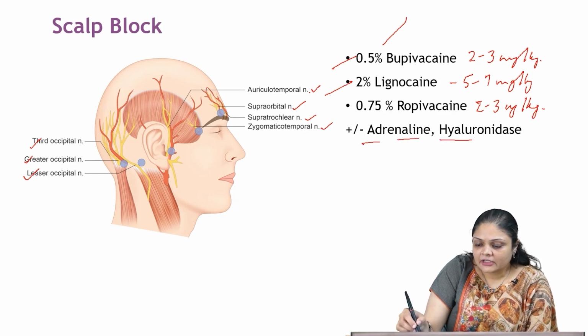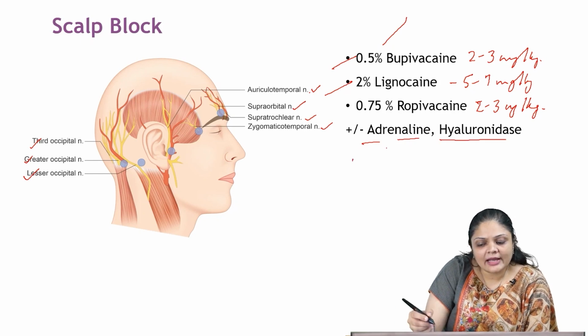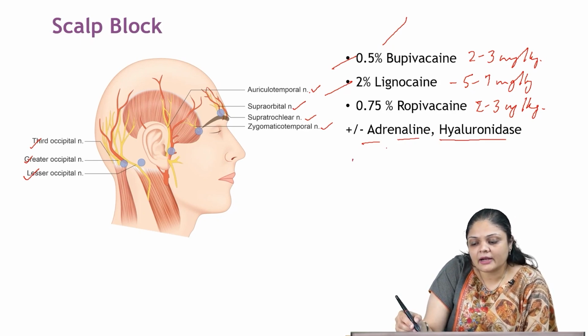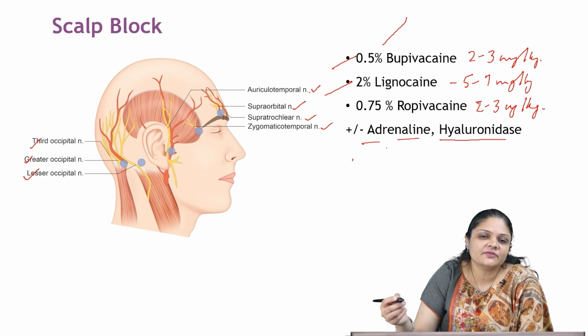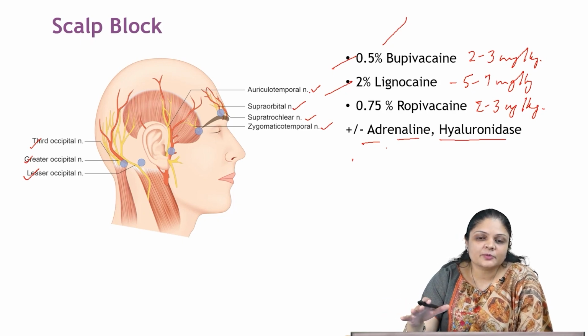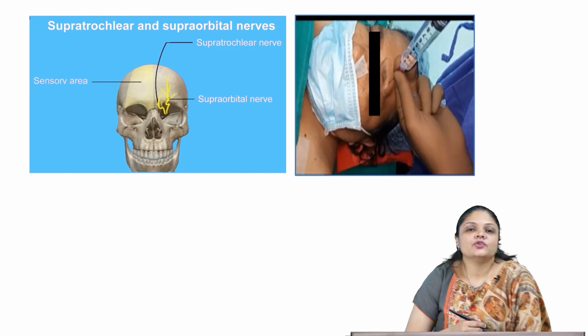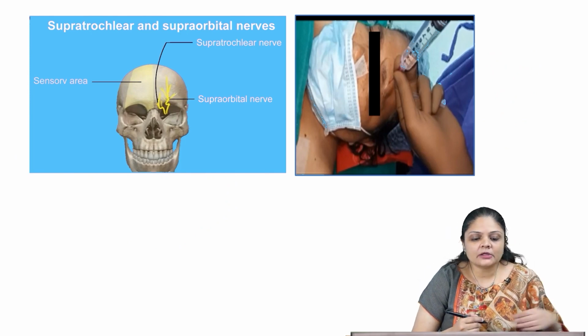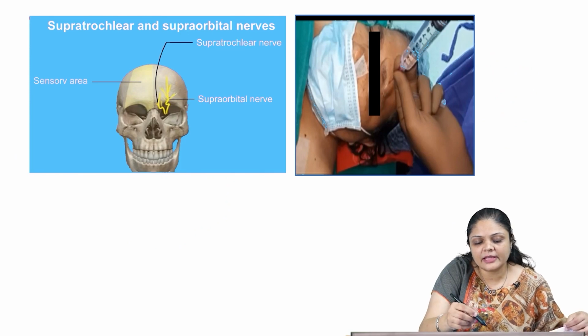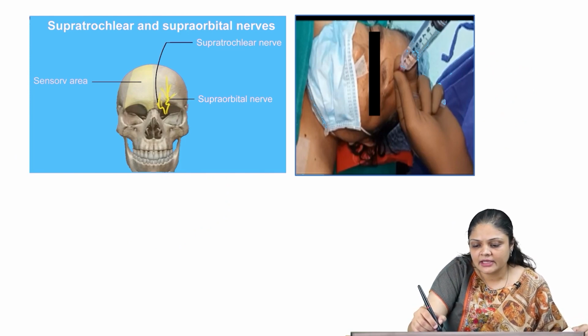Sometimes people add additives like adrenaline 1 in 2 lakh, 1 drop, or you can add 100 units of hyaluronidase, which helps in good spread of the local anesthetic drug. So we now move to individual nerve blocks. Now the supratrochlear and supraorbital nerves, they both are blocked by a single injection.